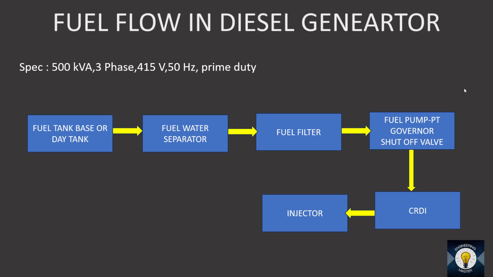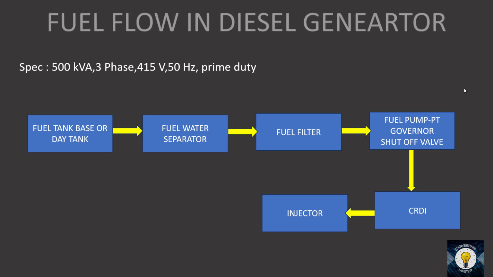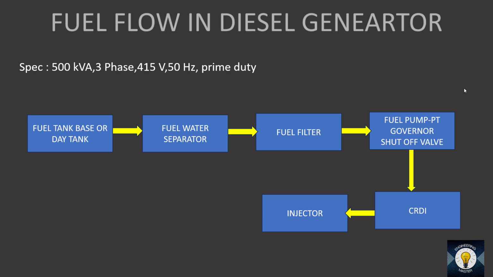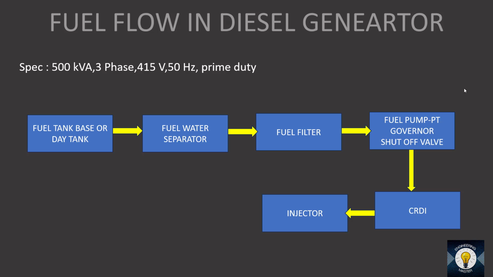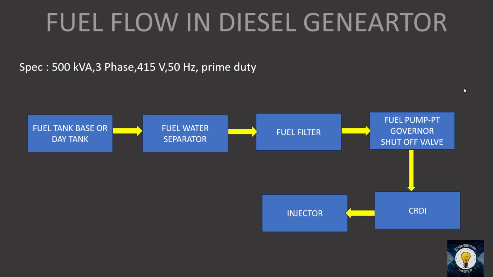The diesel from the fuel tank will be moved through the different filters, fuel filter and fuel water separator, and to the fuel pump, then to CRDI, and through the injector it goes to the cylinder. So this is the fuel cycle.